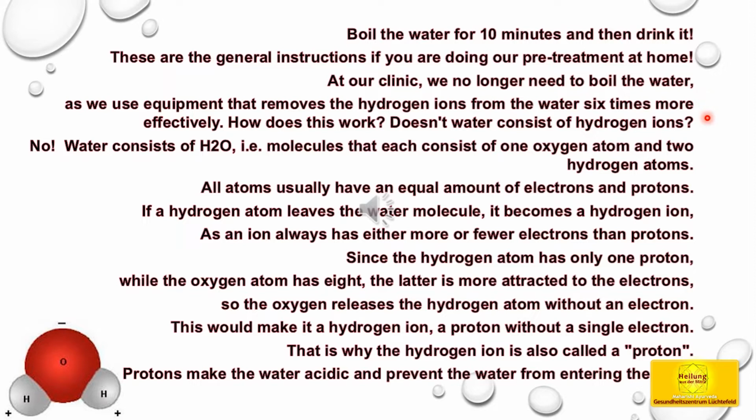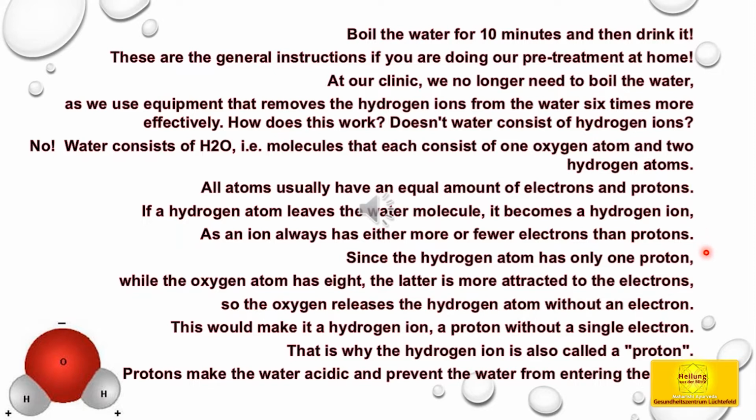How does this work? Doesn't water consist of hydrogen ions? No. Water consists of H2O, molecules that each consist of 1 oxygen atom and 2 hydrogen atoms. All atoms usually have an equal amount of electrons and protons. If a hydrogen atom leaves the water molecule, it becomes a hydrogen ion, as an ion always has either more or fewer electrons than protons.